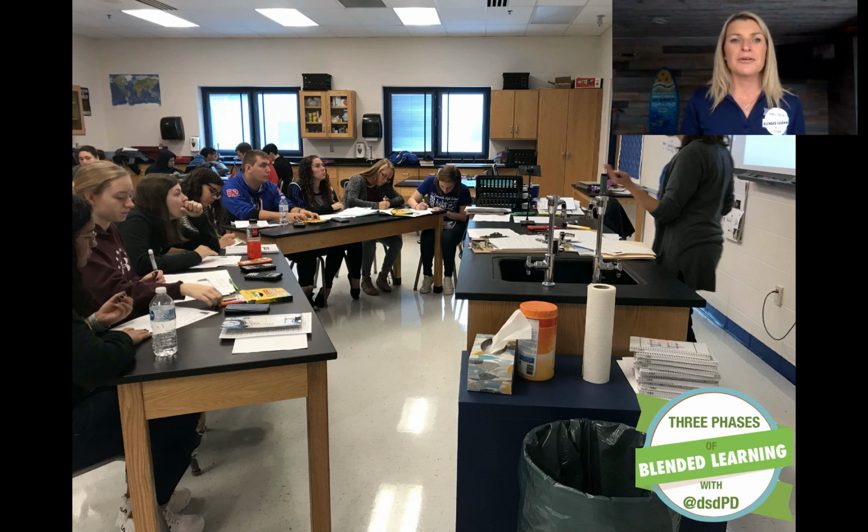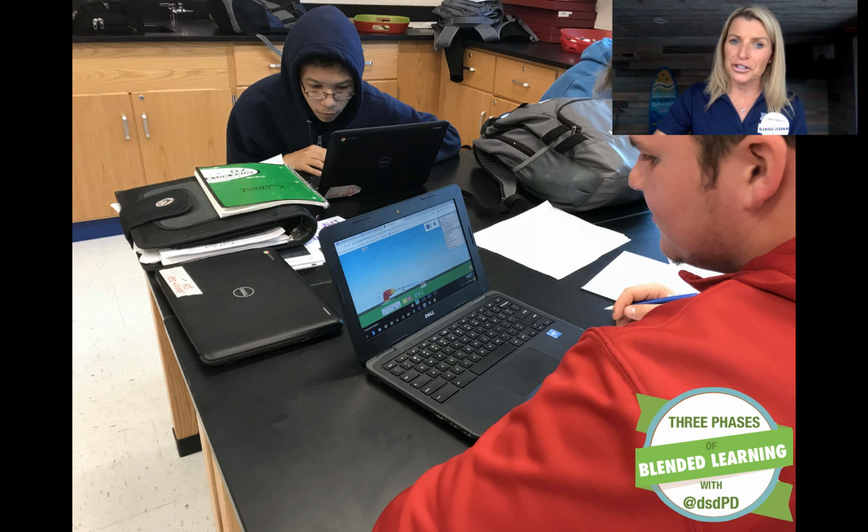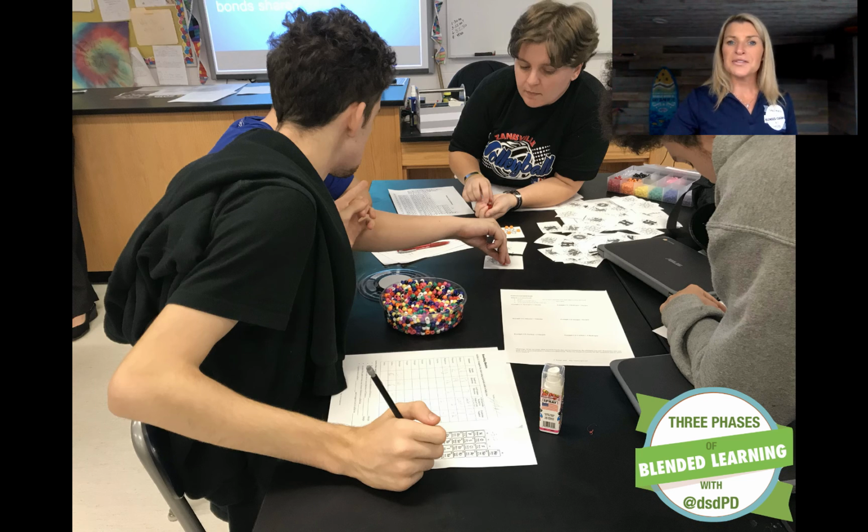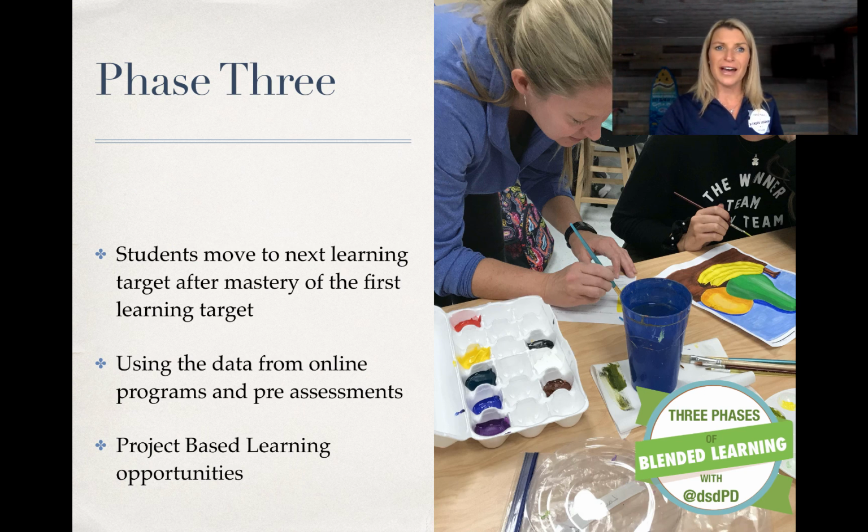Just some other examples. This is a mini lesson with lab tables. Yes, it's still possible to do it. We want to try to get as close as possible with the type of furniture you have. Digital content, they're learning from PhET. Here's some other examples. I love this mini lesson, very hands-on. This is from Zanesville. The kids are working through different atoms and molecules, and they're trying to figure that out.